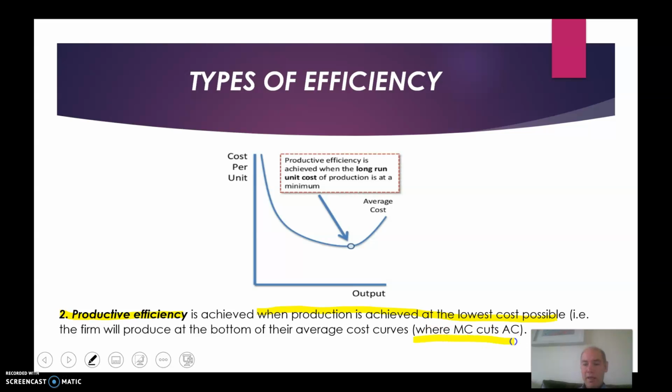How do we know where that is? Well, we know as a mathematical certainty that MC cuts AC at its lowest point. Okay, MC cuts AC at its lowest point. So that will be productively efficient in the short run.